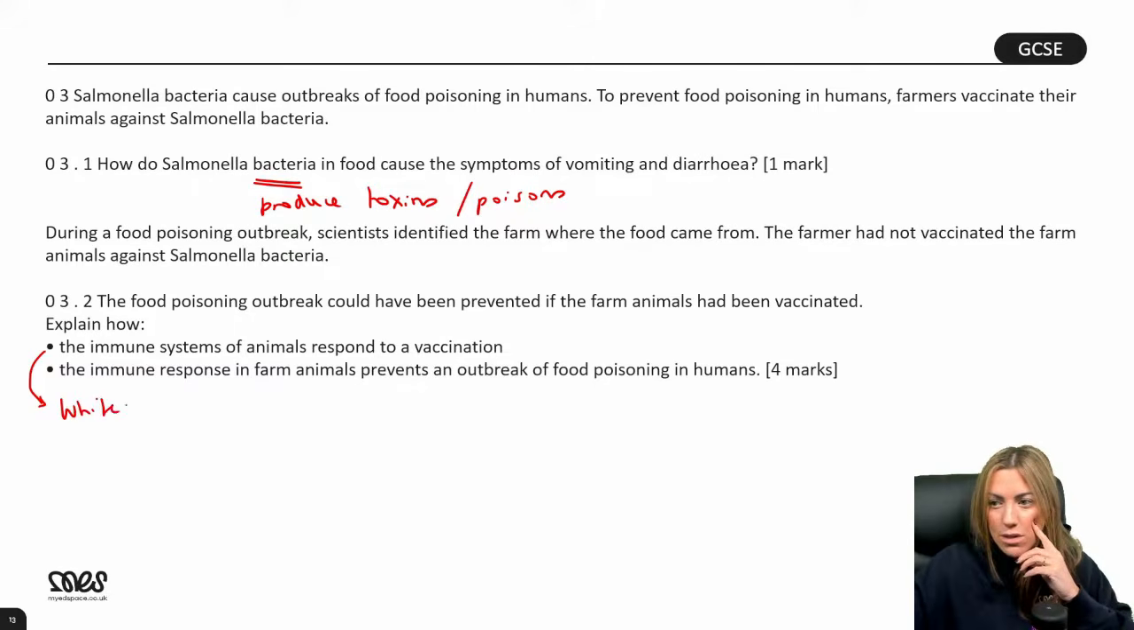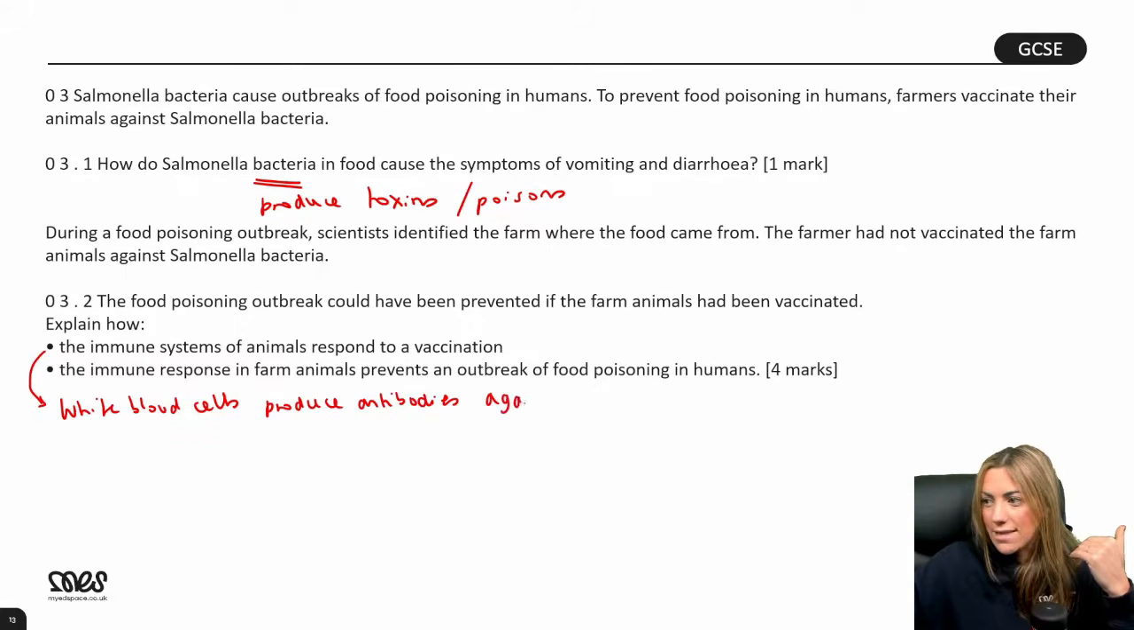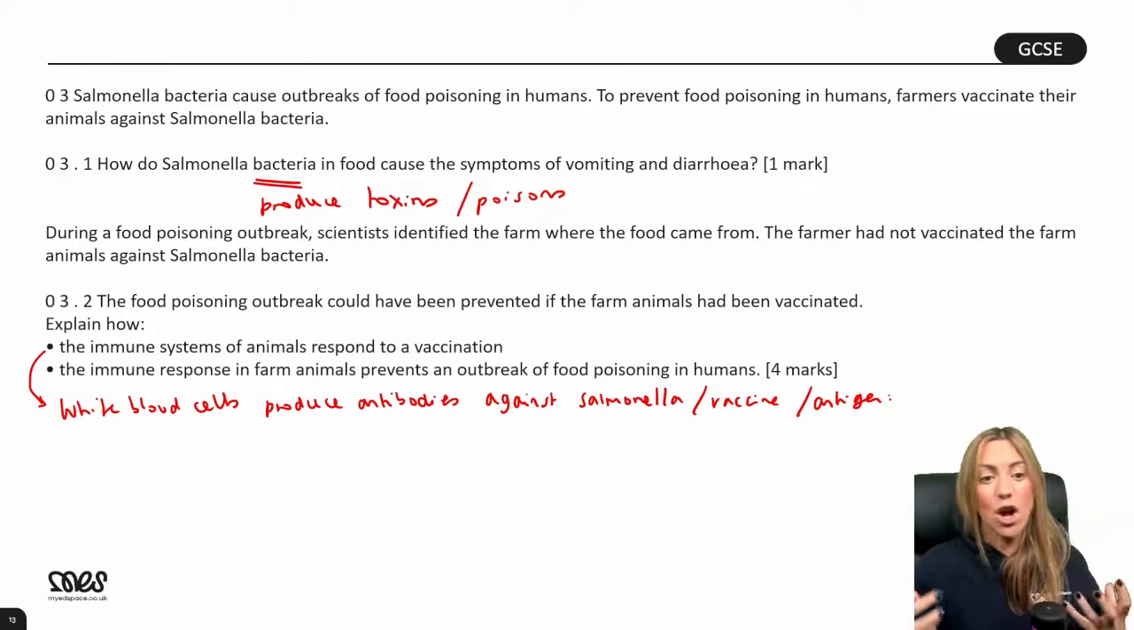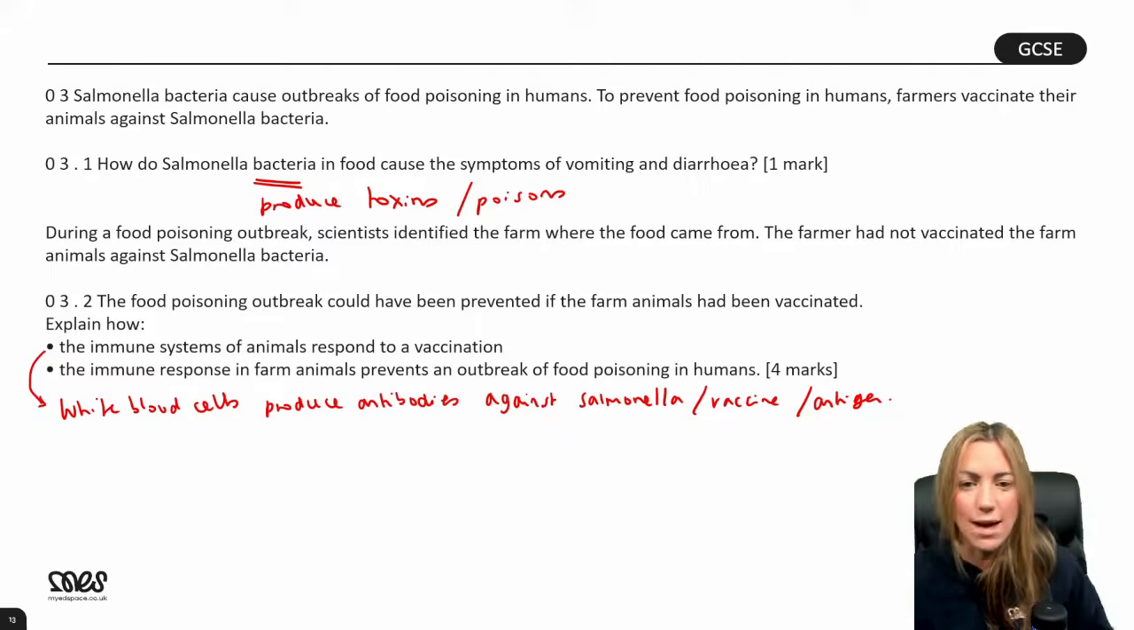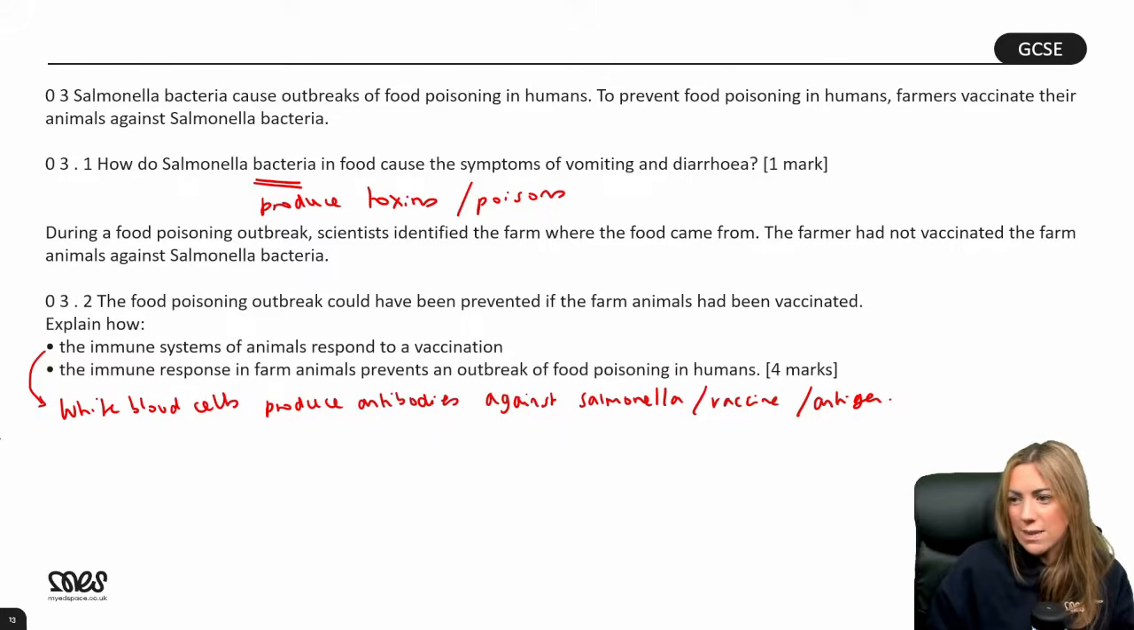So the animal's white blood cells, or you might know the word lymphocytes, but you can just say white blood cells for GCSE. They will produce antibodies against, you can say Salmonella, you can say against the vaccine, you could even say against the antigen, because you know it's the antigen on the surface of the pathogen that is going to cause that immune response. So white blood cells produce antibodies against the Salmonella. Okay. What's going to happen next?